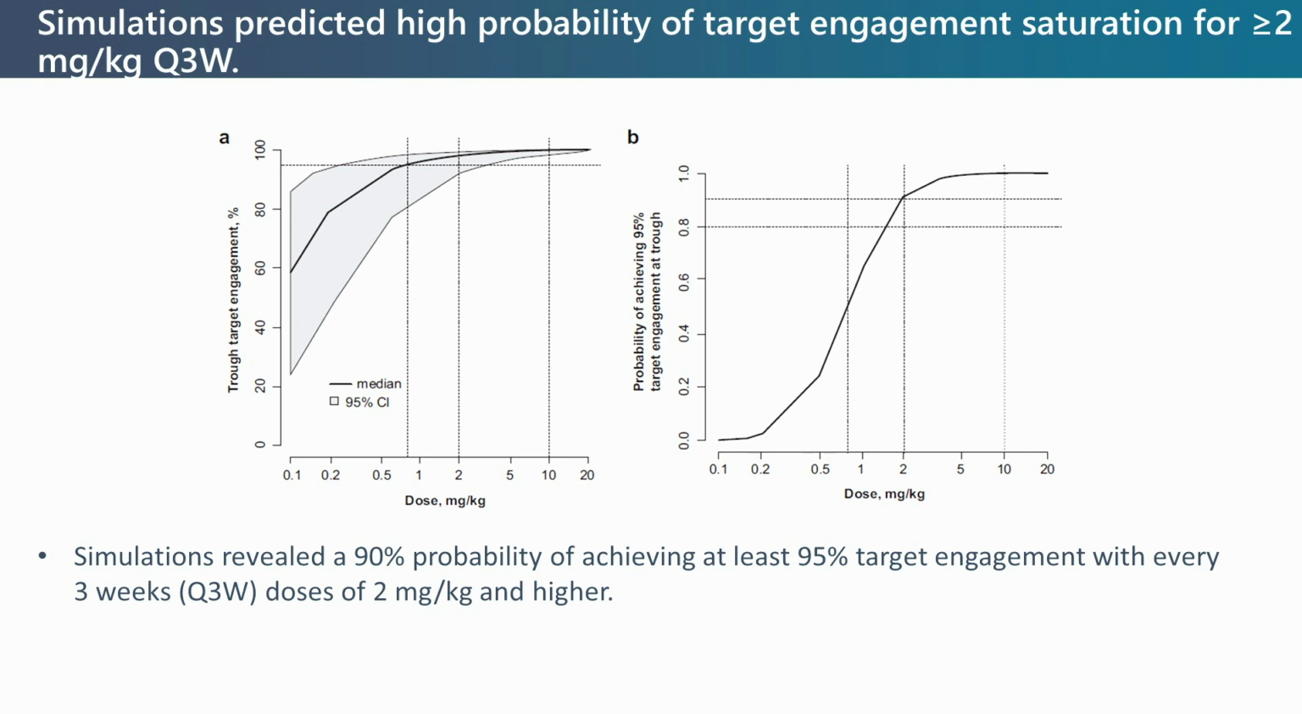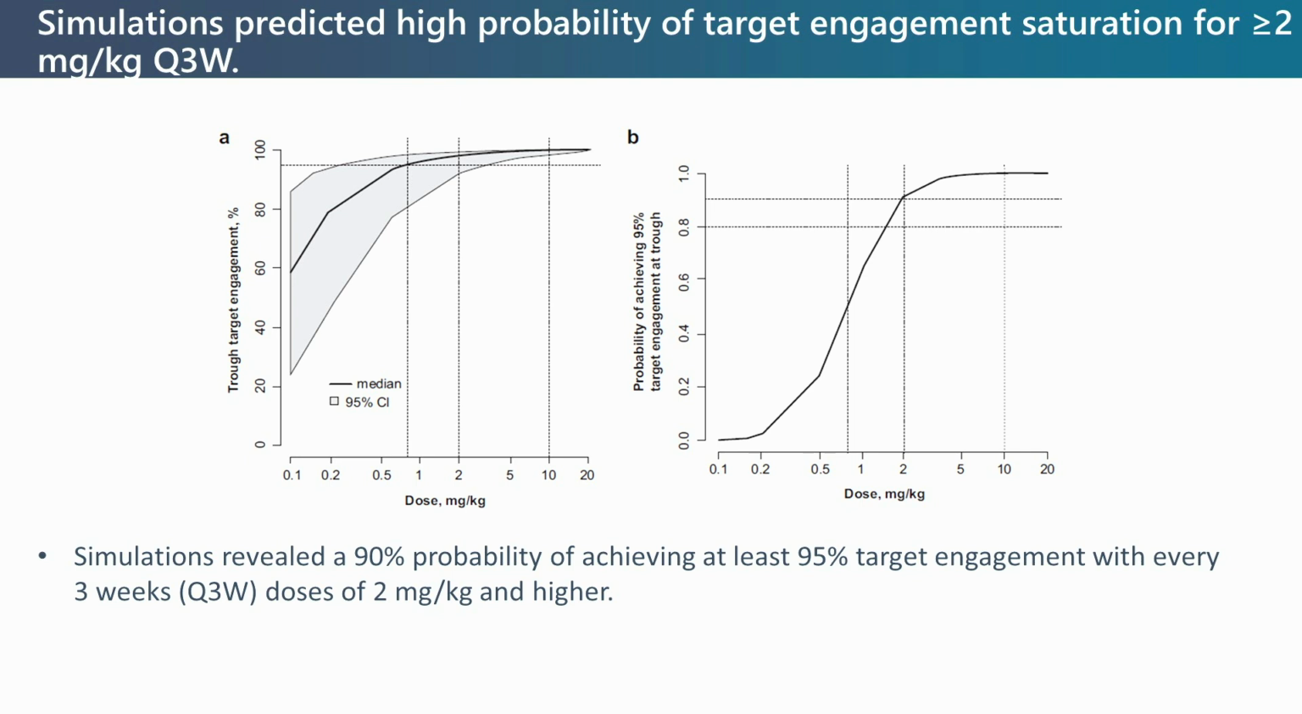The graph on the right shows the probability of achieving 95% target engagement, that is, the percentage of subjects predicted to achieve 95% of target engagement at trough, and this was also done across the same dose range.